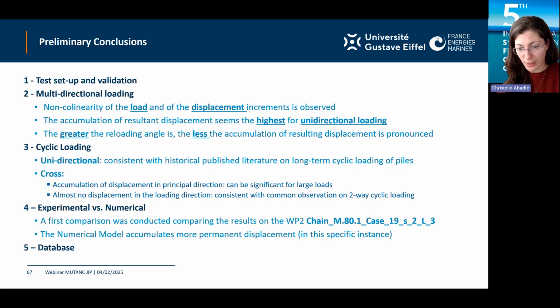We then applied those findings to a more complicated storm event, and the findings coincide with what was found for the cyclic multidirectional loading tests, and compared them to numerical values. And what this shows is that the numerical model accumulates permanent deformation in the same way that the experiments do, and provides a strong first base for future development of numerical models. And this is all gathered into a database. Thank you very much.